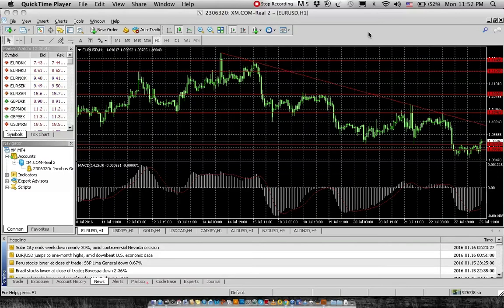Possible trading opportunities for today, Monday, the 25th of July. It's around about 11:30 GMT. Now we're going to run through a couple of currency pairs, and then we're going to finish it off with gold. First of all, looking at the Euro USD.